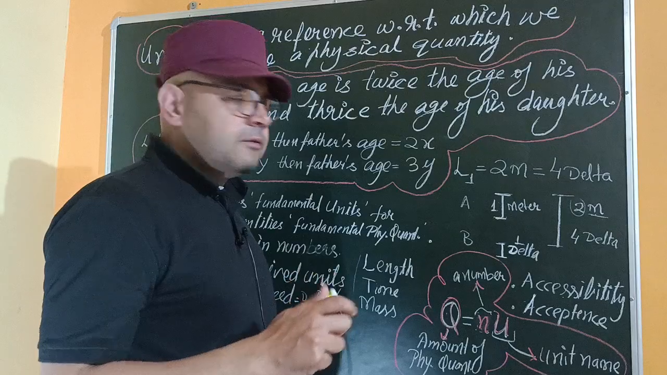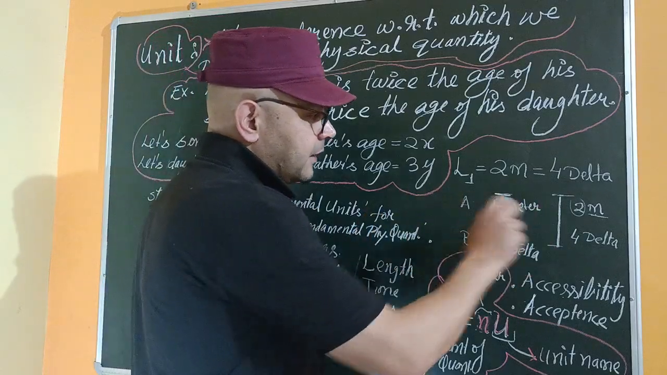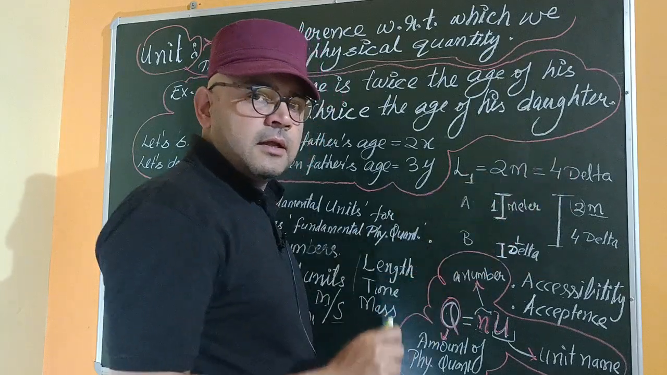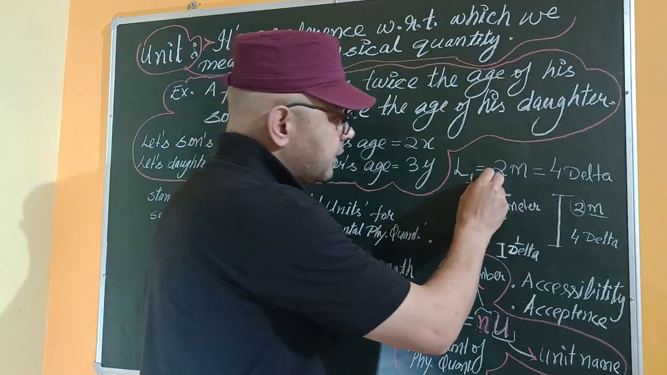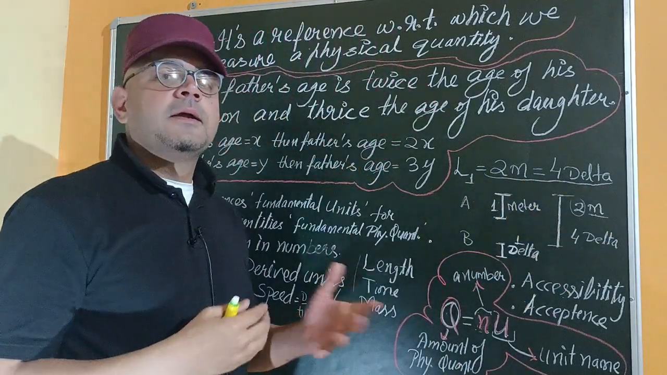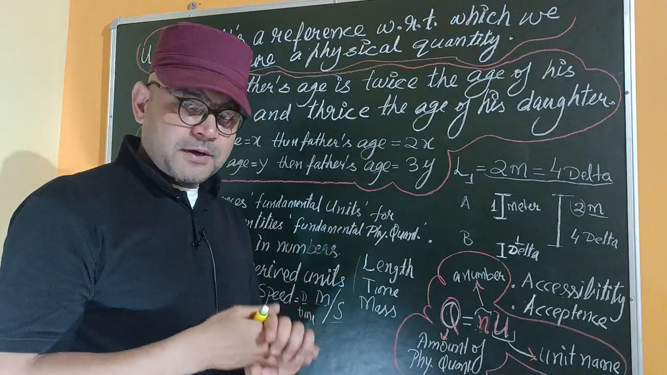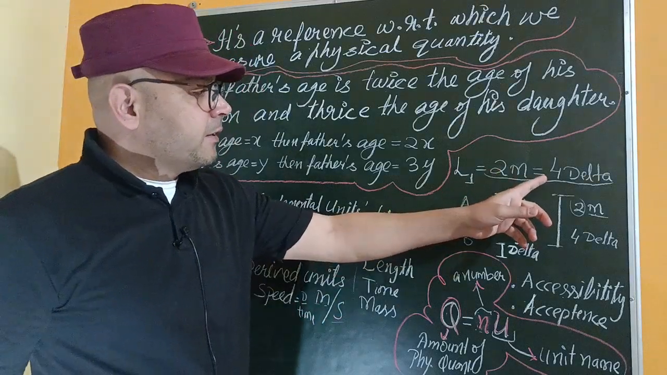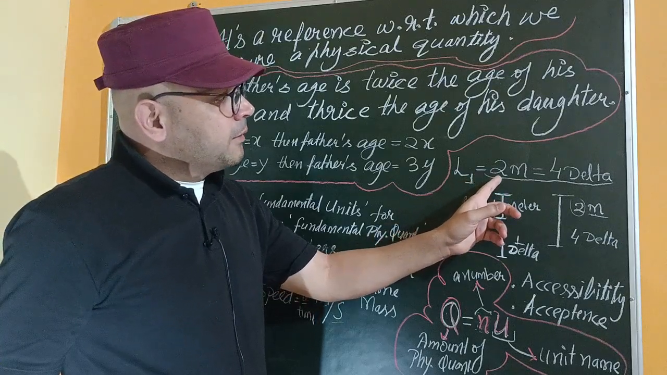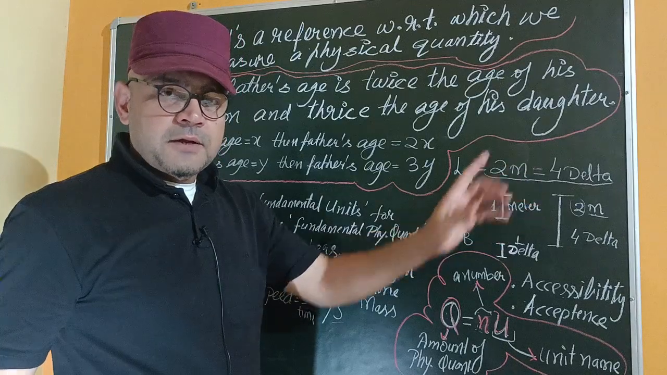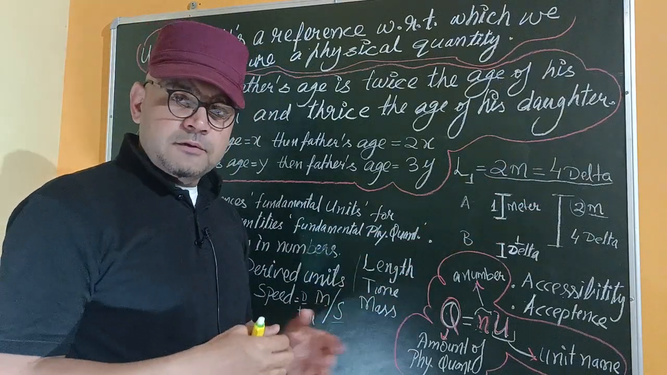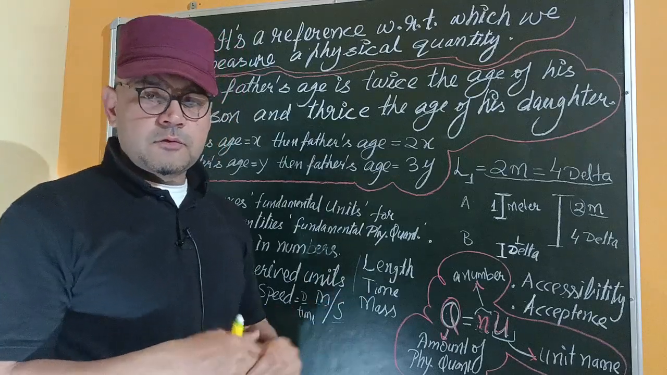Now the most important thing: suppose this length L1 comes out to be 2 meter and 4 delta. Here mathematically we can easily equate them and solve some kinds of issues, like how many delta are in 1 meter, or how many meters are present in 1 delta. These kinds of questions will be asked, and we will see these kinds of problems in our later sessions.